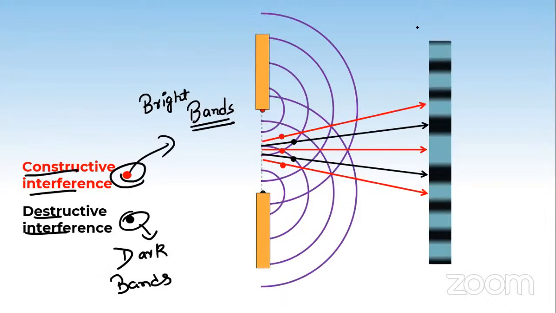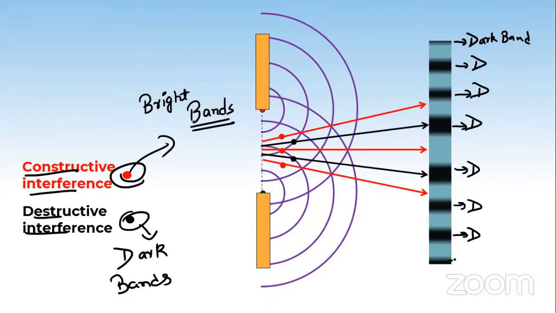You can see on the left hand side on the screen, this is the dark band. This is again a dark band. This is a dark band. This is again dark. This is dark, dark again, dark again. This is bright, bright, bright, bright, bright.